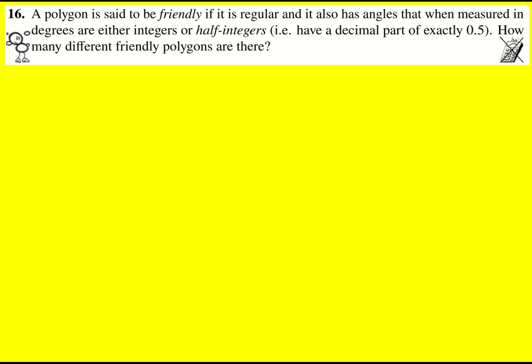Yeah, this is a great question. A polygon is said to be friendly if it's regular and also has angles that, when measured in degrees, are either integers or half integers. So these interior angles here.